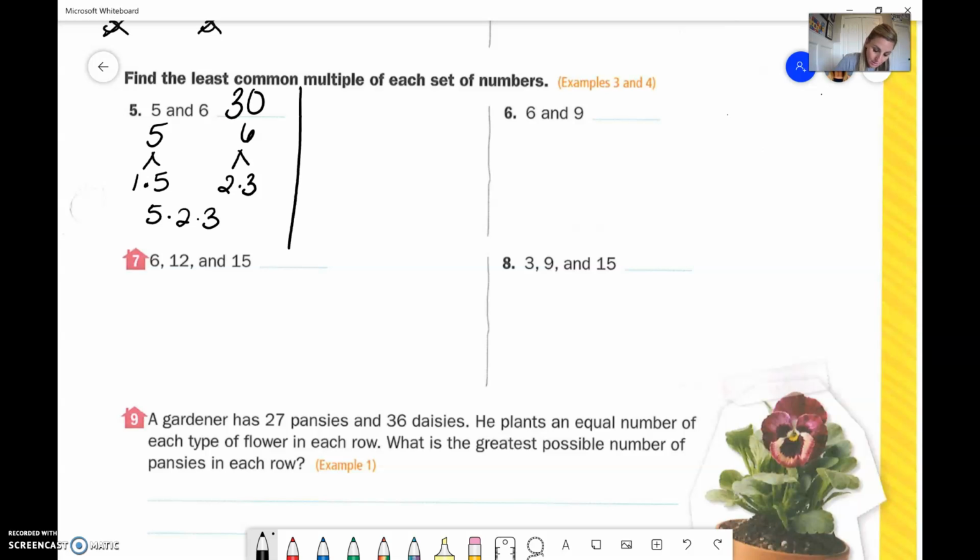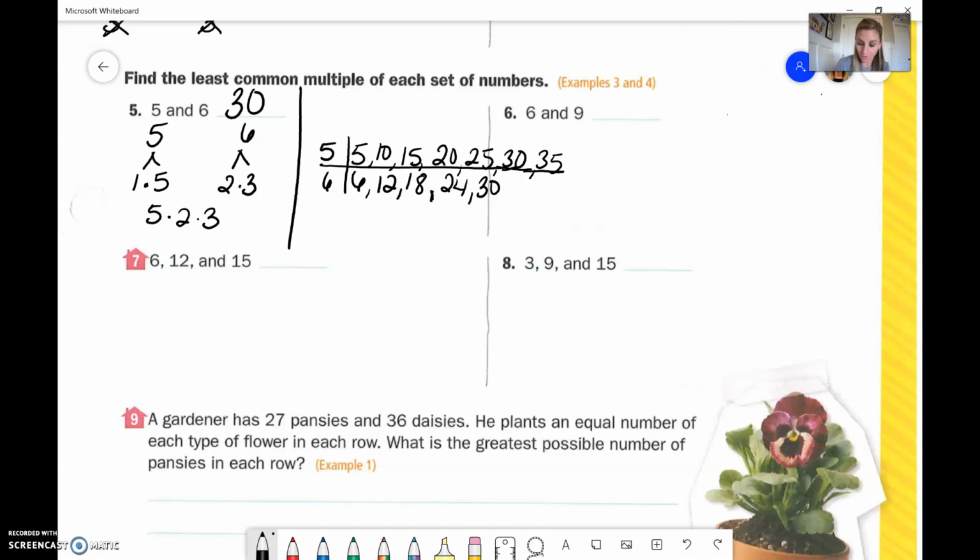Now, I'm going to do this same problem the other way, where we list out the multiples. So I'm going to go 5 and 6, and let's list out the multiples and see if we can figure it out, because it's easy. 5, 10, 15, 20, 25, 30, 35, and we could keep going on forever. So let's do 6. 6, 12, 18, 24, 30. I don't need to go any farther because I just found out that my least common multiple here is 30.